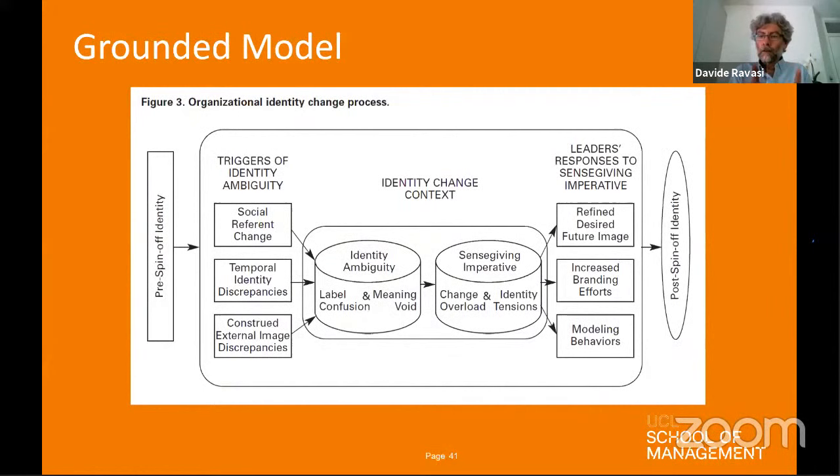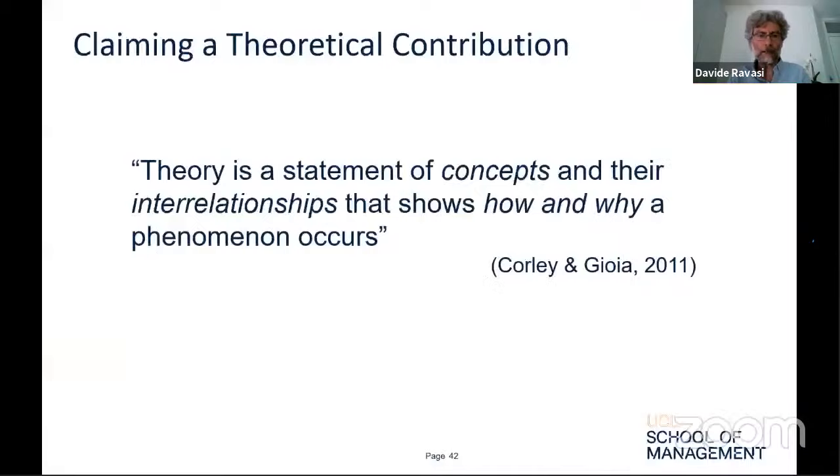Grounded model. Now, how do you move from a data structure to a grounded model? The idea is to use all these elements and recombine them into a process model, most commonly, sometimes a variance model, sometimes a mix between process and variance, or rather showing variance in the way processes unfold. But how do you do that? How do you make this creative leap?